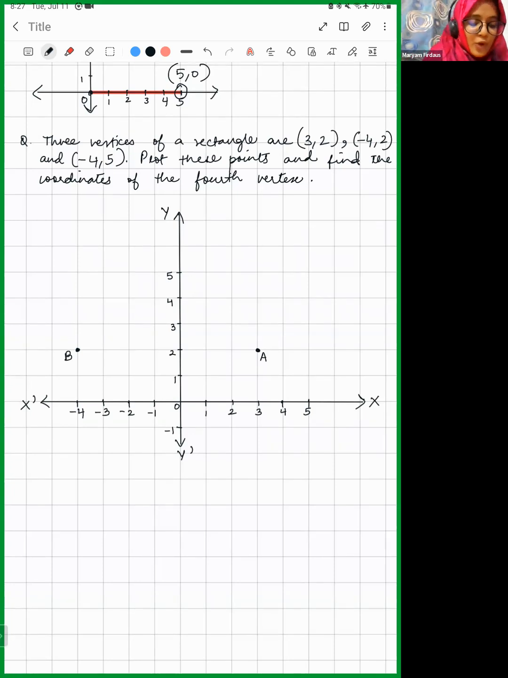Then minus 4, 5. That's C. Now you have to... okay, everyone done till here? Yes, ma'am. Okay, Alina. Let's wait for the others. Zen, yes, ma'am, done. Okay, good. You have plotted all 3 points.